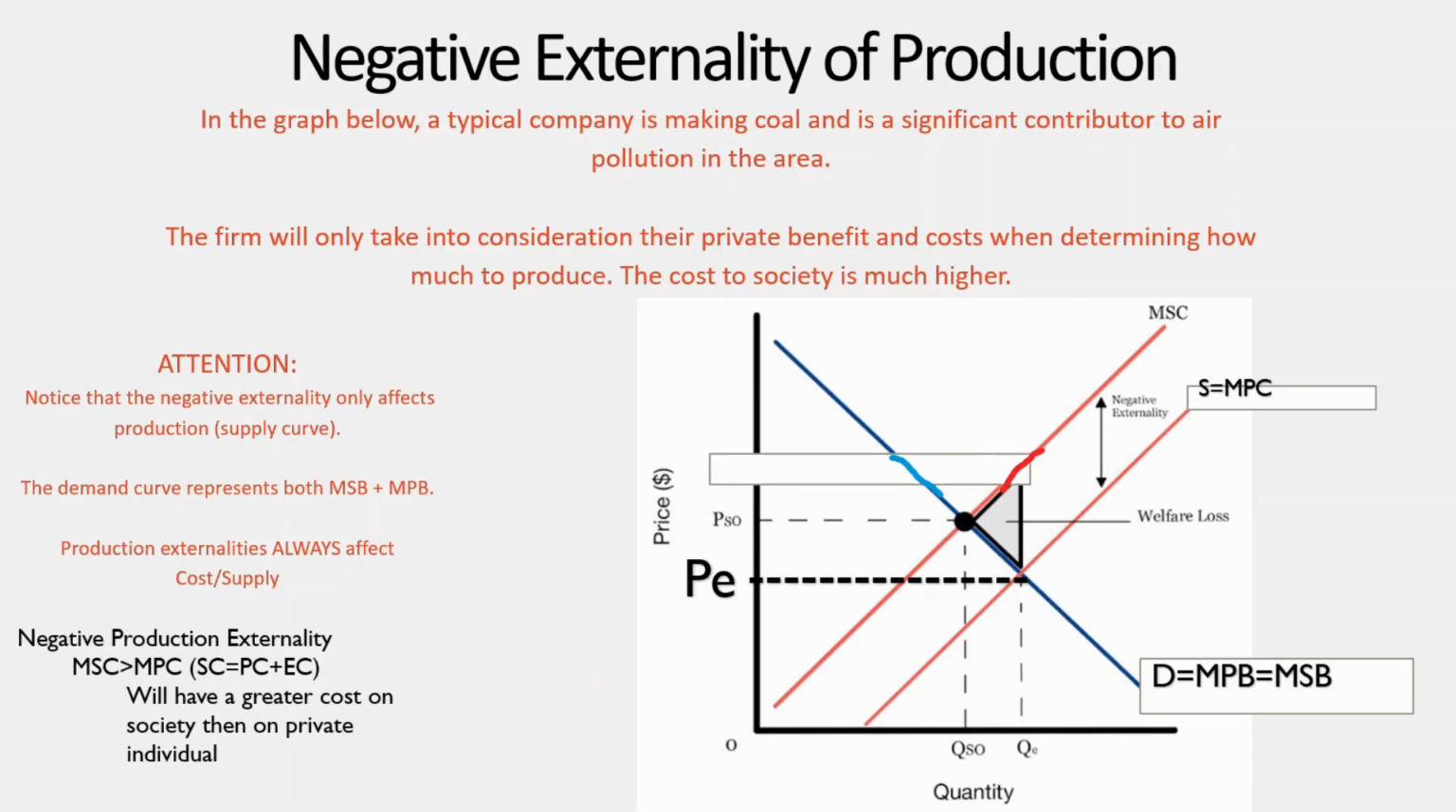So in negative externalities of production, the firm will only take into consideration their private benefit. The cost to society is much higher. The MPB is going to equal MSB. Remember, D equals MPB equals MSB. For this, the social costs are greater than the private cost, so it's going to have a greater effect on society than the private individual. In order to find the deadweight loss, you start where the MPC equals the MPB, the one demand line. Then you're going to do dash marks up to the MSC line, and it'll create a little cute deadweight triangle.